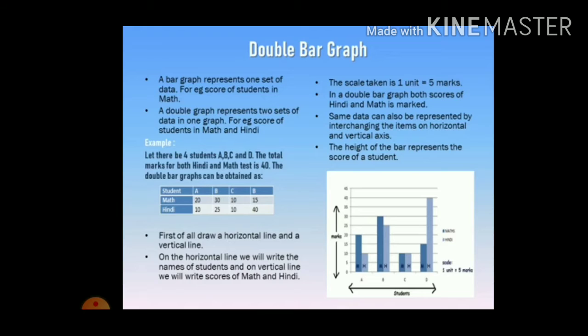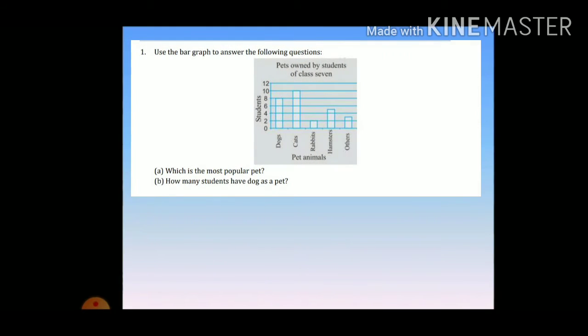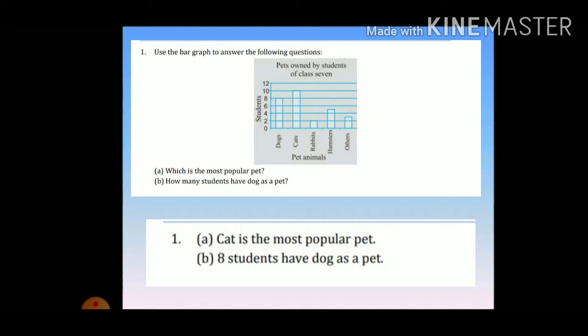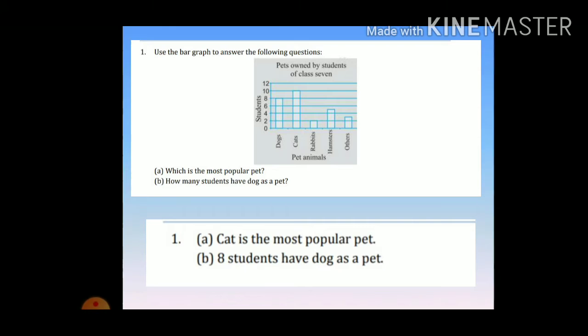Now let's move ahead. Now let's begin with our exercise 3.3, in which we have questions related to bar graph and double bar graph. So here we go. Here's the first question. We have a bar graph which represents the number of students on one side and the pets they own.